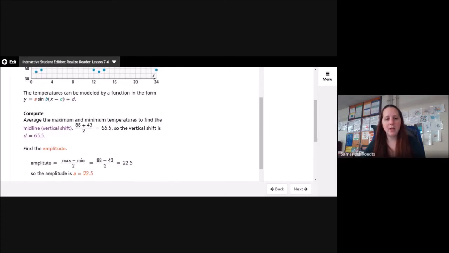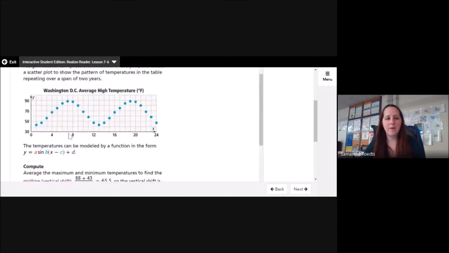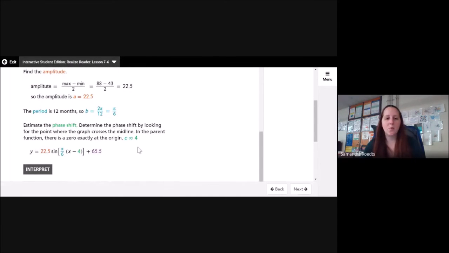So remember, my midline was 65.5, which here's 60, so 65 is probably right around here. So right about 4. That's where they got that number from. So here is 65.5. It crosses about 4. It also crosses around 10, 16, and 22, just to give you an idea. So that's where they're getting this 4 from.